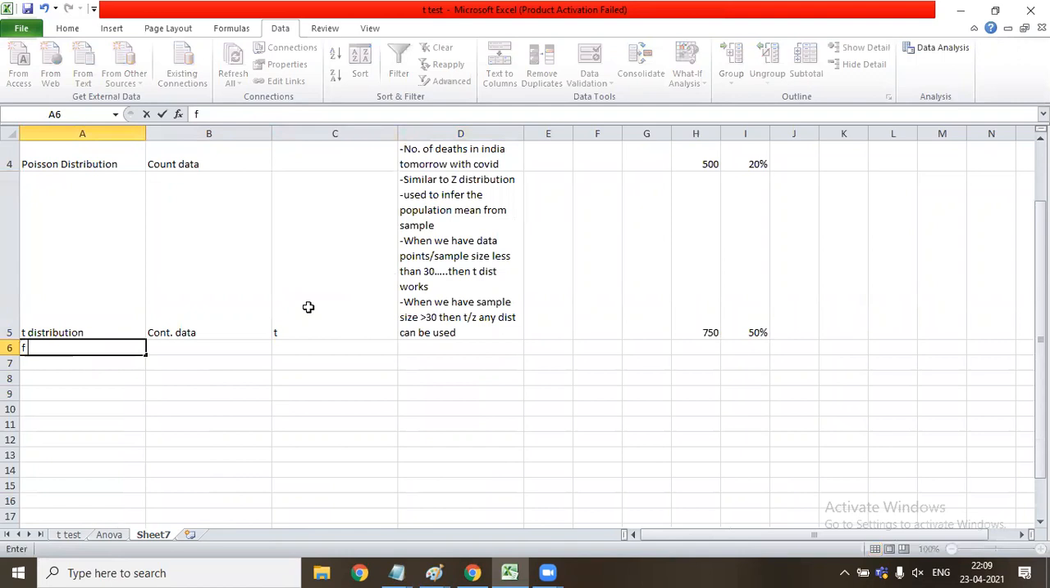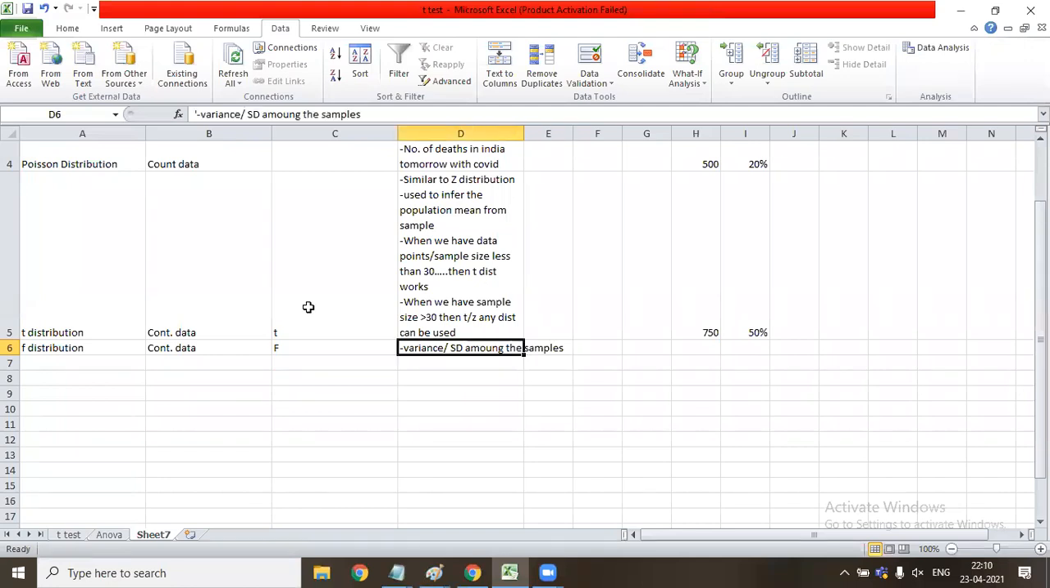Another distribution that we have is the F distribution. It is a continuous distribution, represented by a sample F. This is used to compare the variance or standard deviation among the samples. The thing that we have seen in ANOVA, I said we use the F distribution on the backend, which will calculate the variance within and between samples and give us the results.